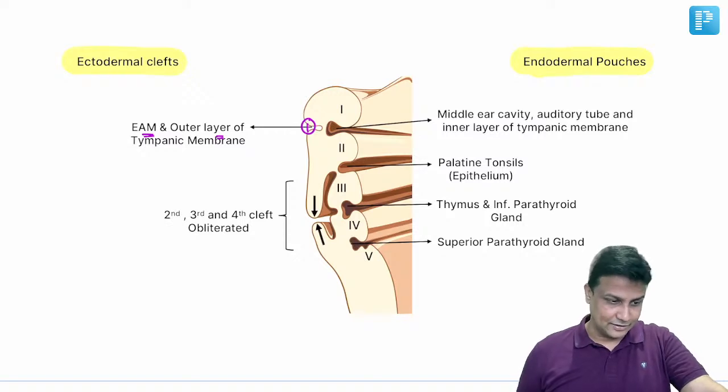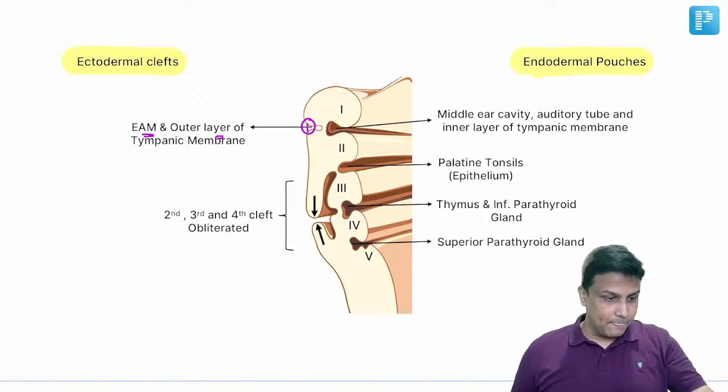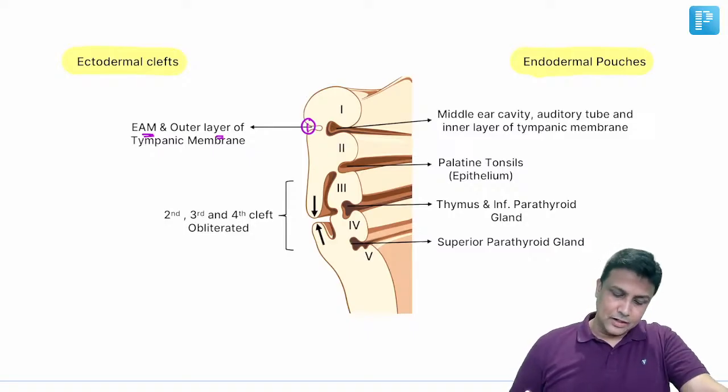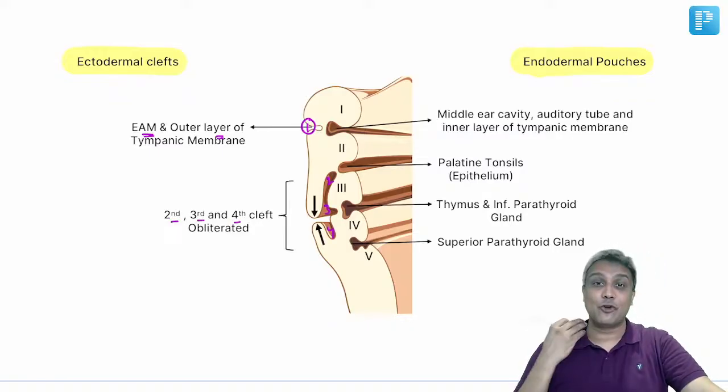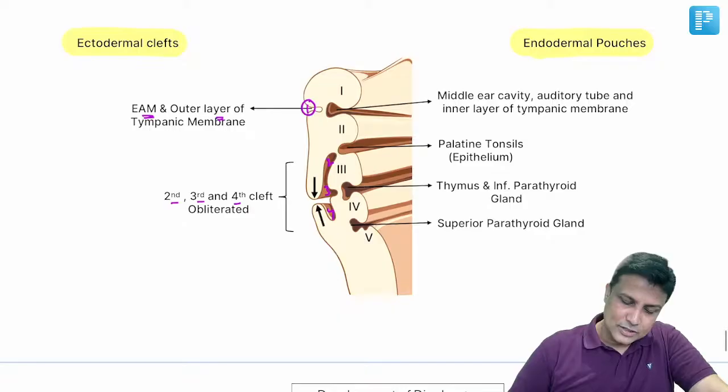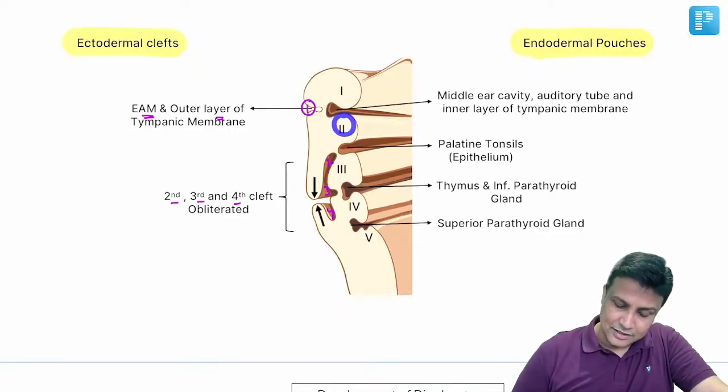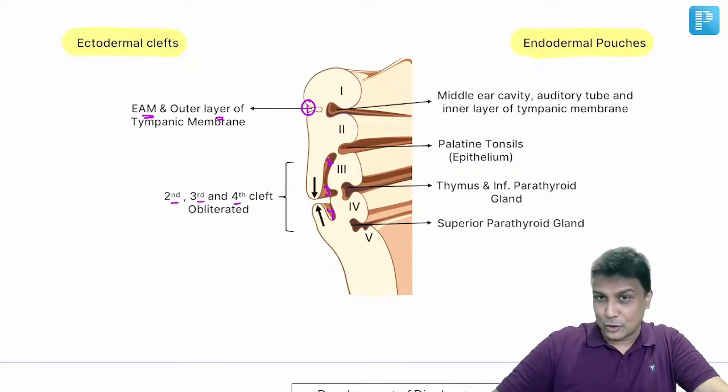Outer layer of the tympanic membrane. Fine. And after that, what is going to happen? The second, third and fourth clefts, these three clefts, are actually obliterated. They are closed. Nothing is formed from there. Now, why are they closed? Because you can very clearly see the second arch in the middle here. The second arch here is growing faster and it is going to close that one.